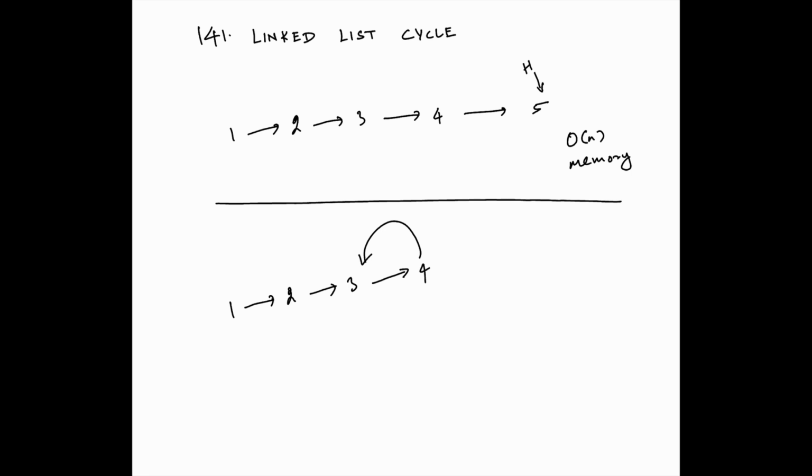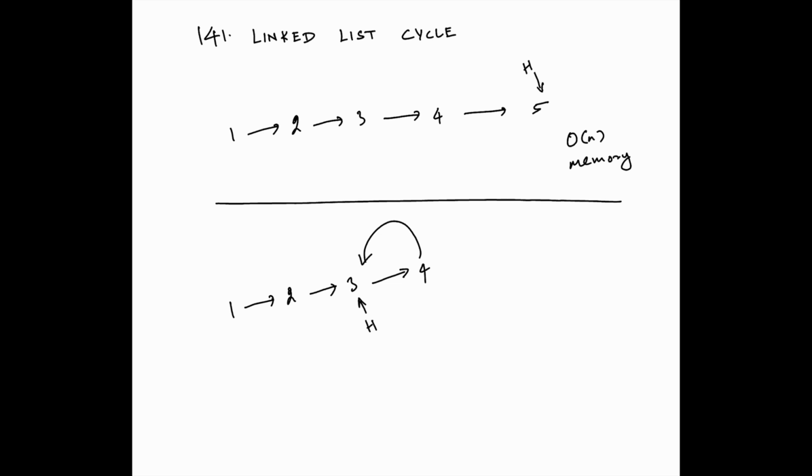Here's how it works for a linked list with a cycle. As we move through the linked list, storing these node values, at this point we realize we've already seen the node value 3, so we can conclude that there is a cycle. Again, remember, this only works if your linked list has no duplicate node values.